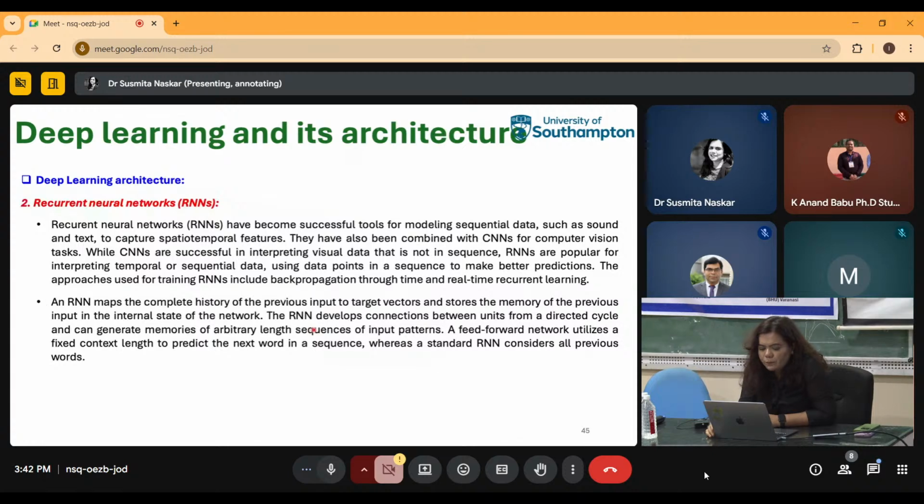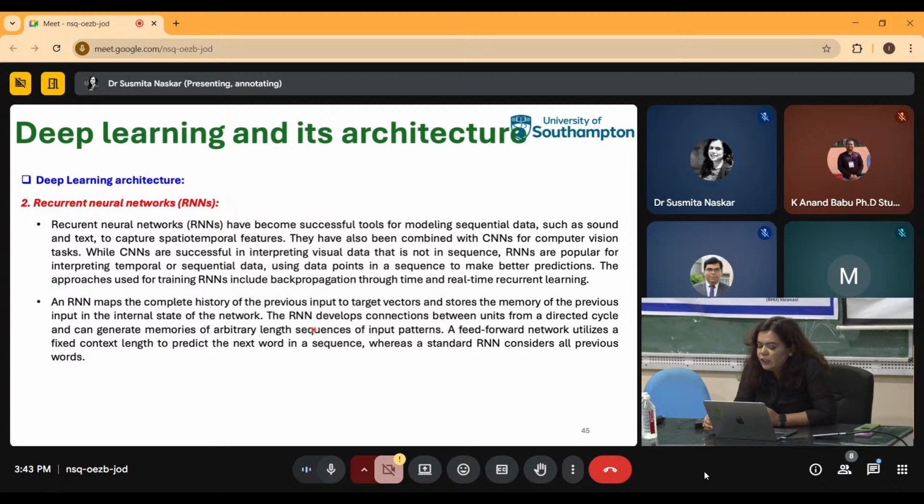Okay. Now, when we talk about the convolutional neural network for spatial data, there is another powerful deep learning architecture, specifically for sequential data or temporal data. That method is called a recurrent neural network, also called an RNN, right? This kind of network is highly effective for modeling sequential data such as sound, speech or text, right?